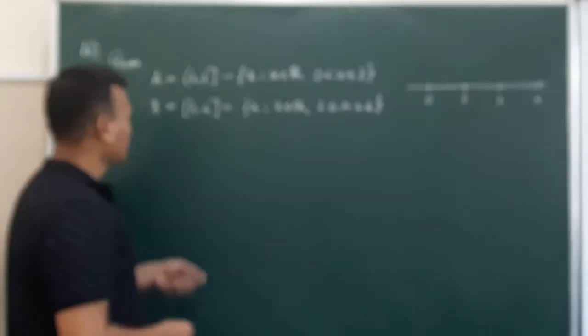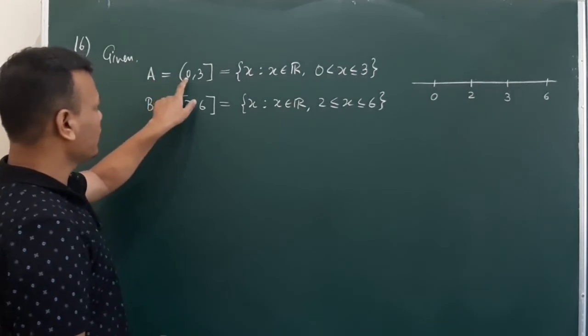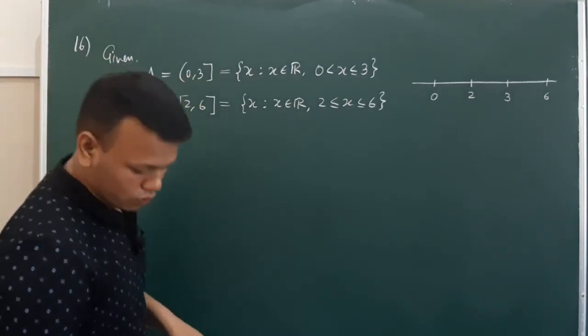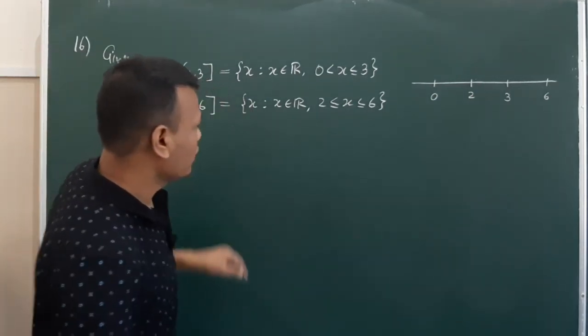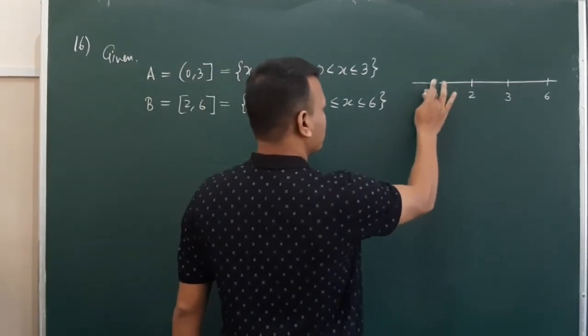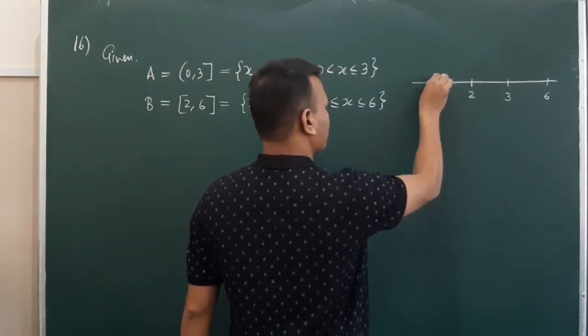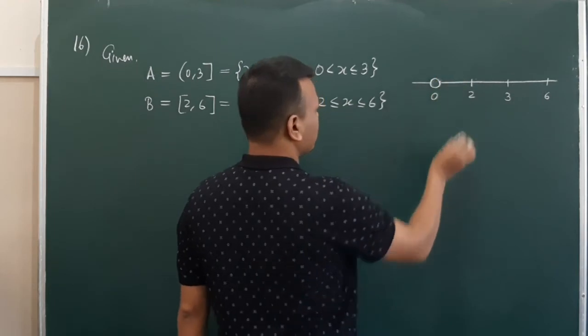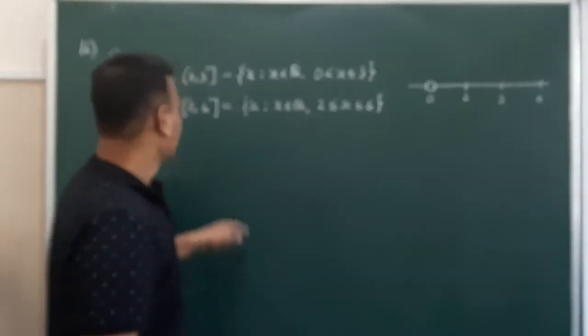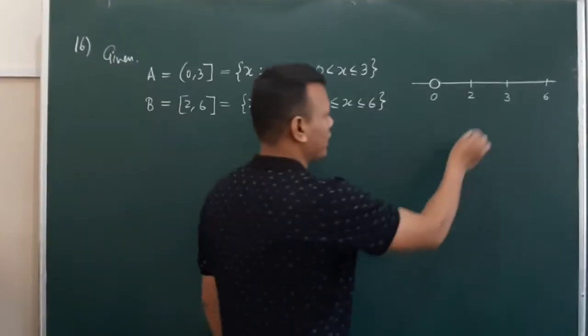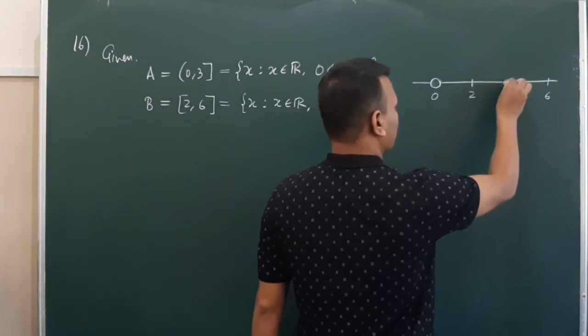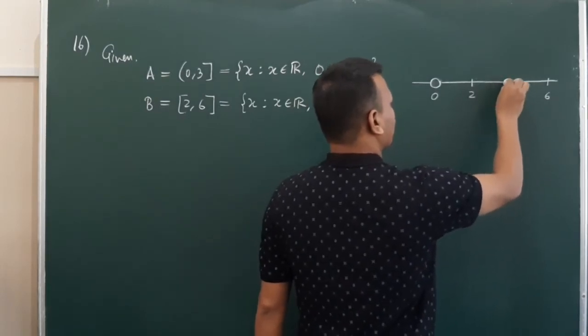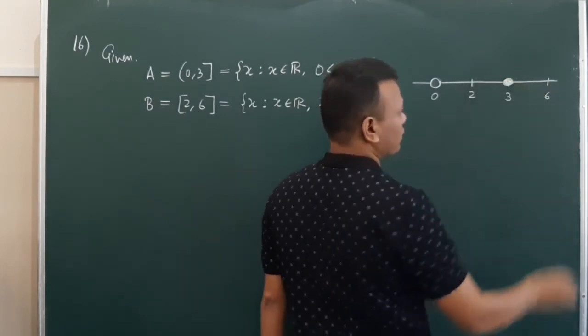Alright, now let's write down what is set A. Set A is (0, 3]. So 0 is not included, so that's why I need to exclude this. Alright, so 0 is excluded. In order to exclude, we need to put an open circle like this. Next is 3. So 3 is lying out here, so we have to put a dark circle.